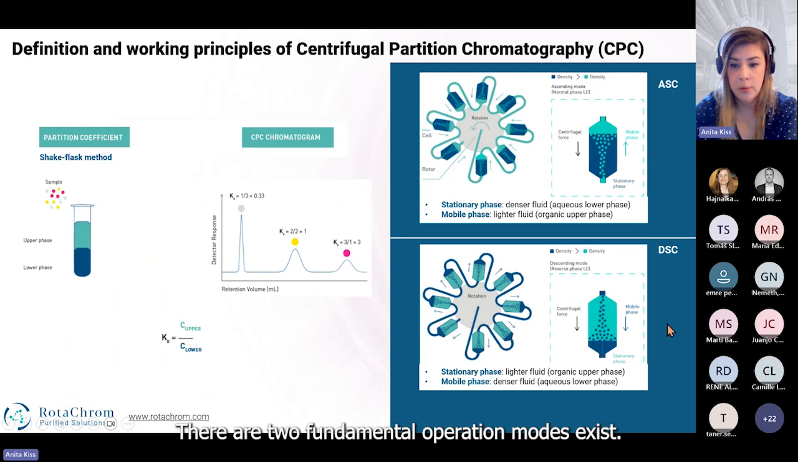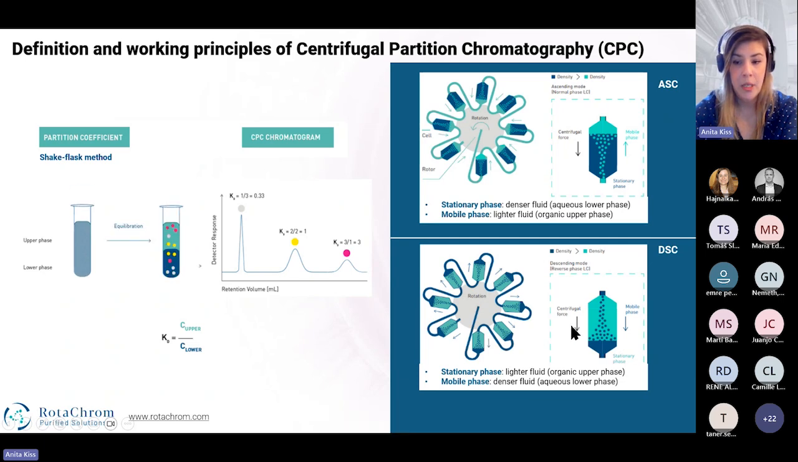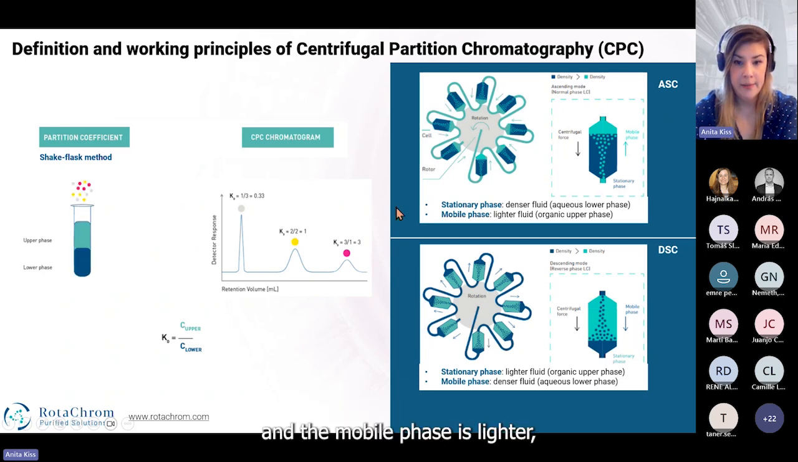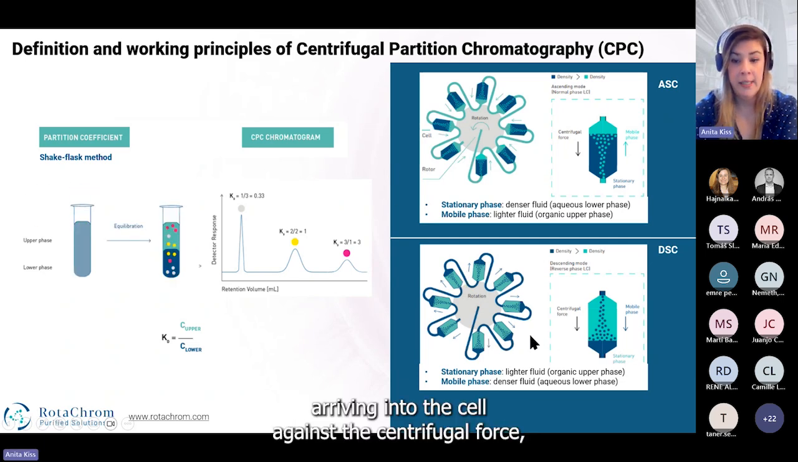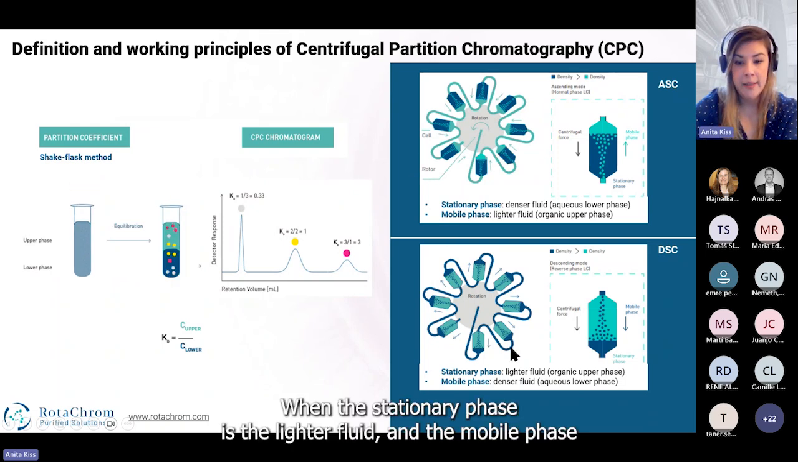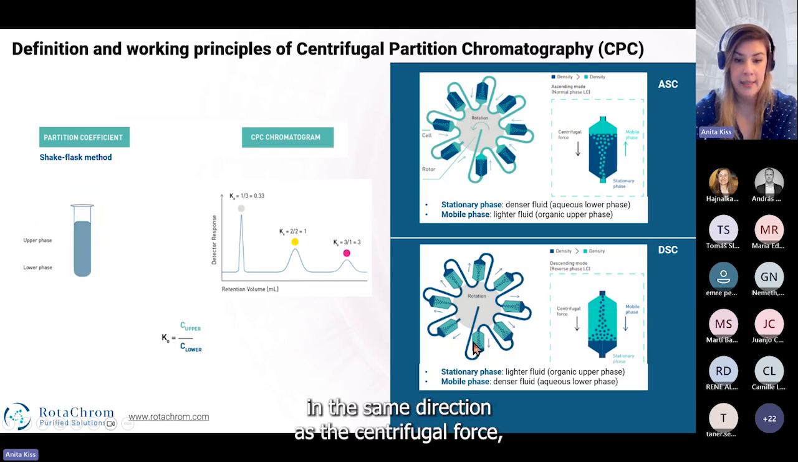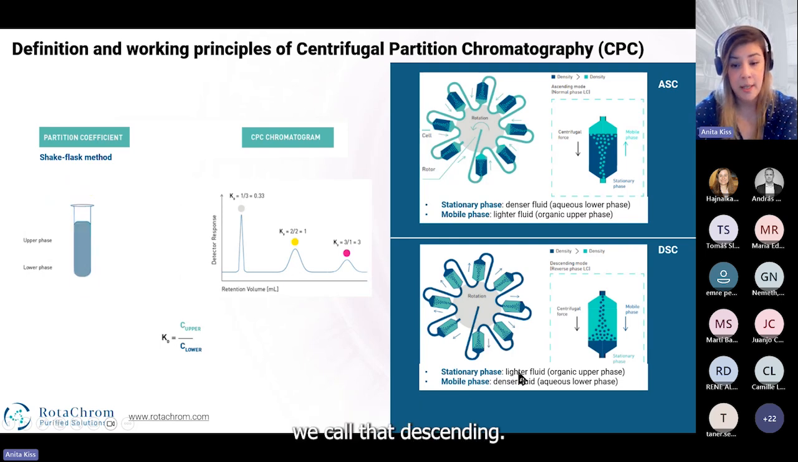There are two fundamental operation modes. When the stationary phase is the denser fluid and the mobile phase is lighter, arriving into the cell against the centrifugal force, so upstream, it's called ascending mode. When the stationary phase is the lighter fluid and the mobile phase is the denser one, entering the cell in the same direction as the centrifugal force, we call that descending.